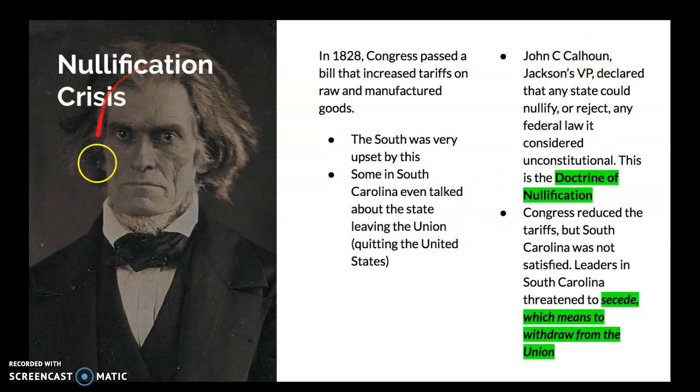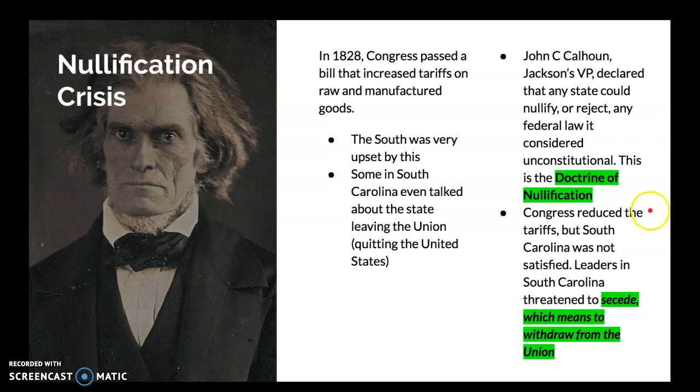So John C. Calhoun, this guy over here, declared that any state could nullify, which means to reject, any federal law that it considered unconstitutional. This was called the doctrine of nullification. So that means that South Carolina, because of this tariff, can decide that, well, we're just going to reject this thing because it's unconstitutional and it's really, really hurting people in our state and, in a broader sense, the entire section or region of the South.